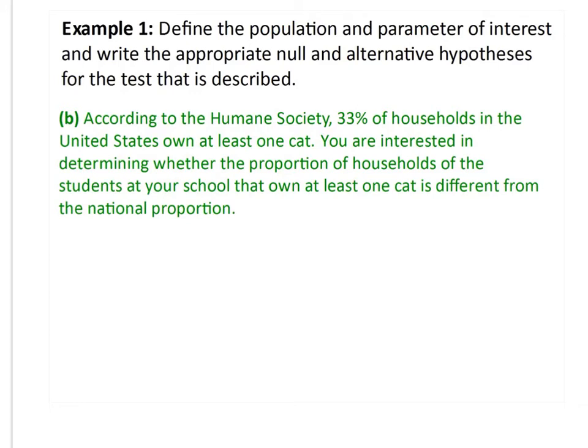Example 1, part B: define the population and parameter of interest and write the appropriate null and alternative hypotheses. So it says, according to the Humane Society, 33%, so that's a number, I'm going to kind of underline that, 33% of households in the United States own at least 1 cat. You are interested in determining whether the proportion of households of the students at your school that own at least 1 cat is different from the national proportion.